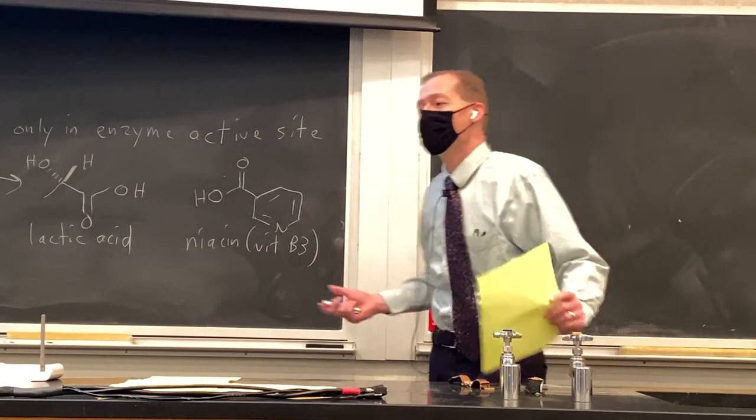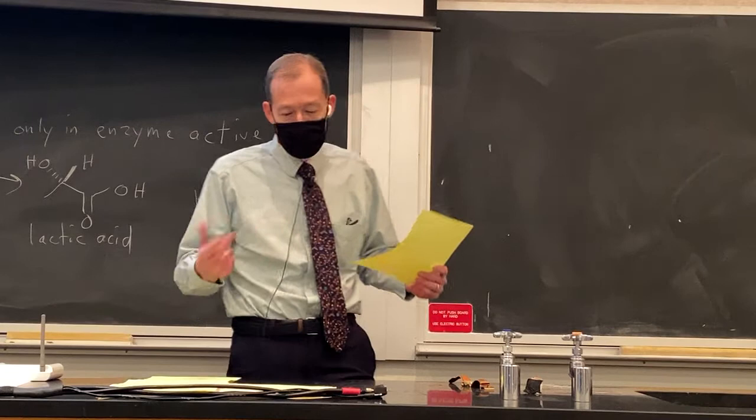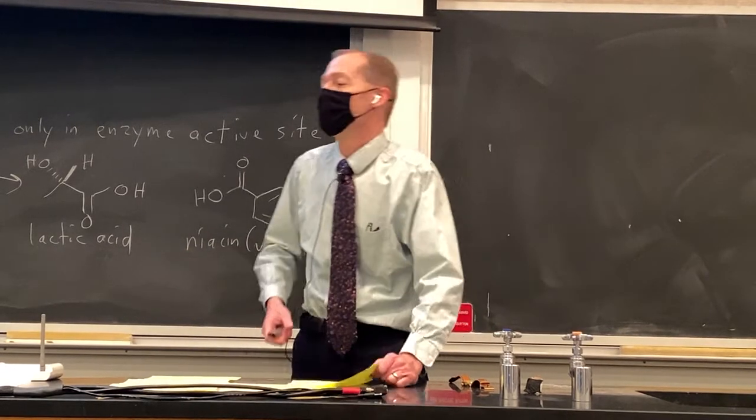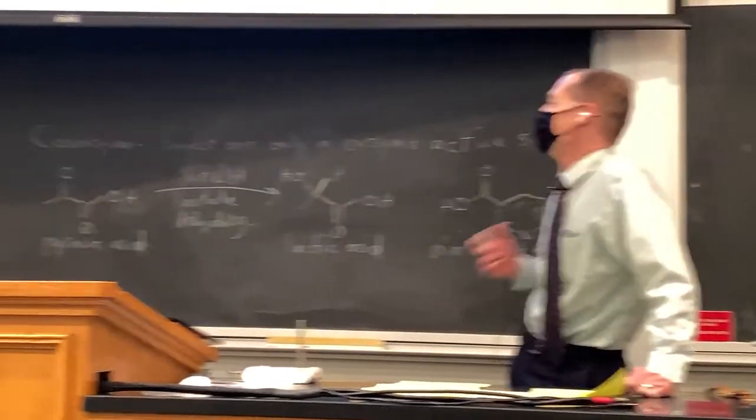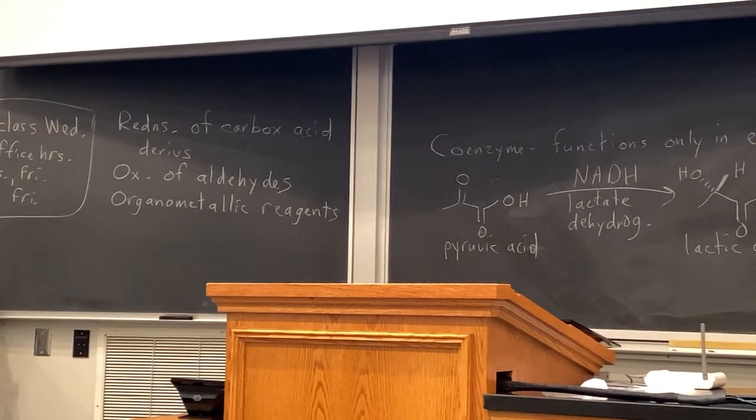We've talked about reductions of aldehydes and ketones. Today we're going to learn about reductions of carboxylic acid derivatives, a little more complicated than reduction of aldehydes and ketones. We're going to talk about the oxidation of aldehydes. We're actually going to perform one. We're going to have a demo. And then we'll introduce organometallic reagents, or molecules that have carbon-metal bonds.